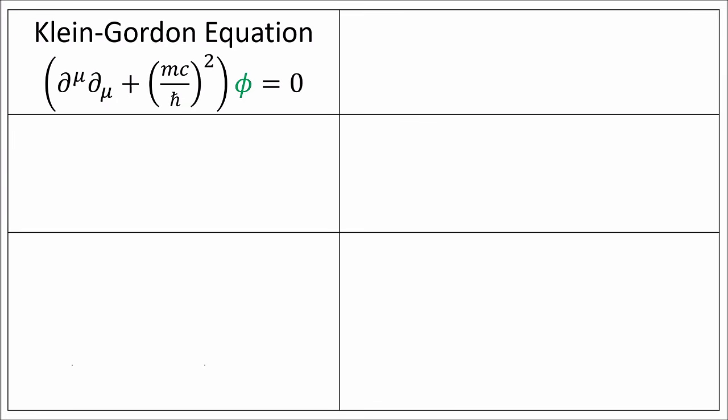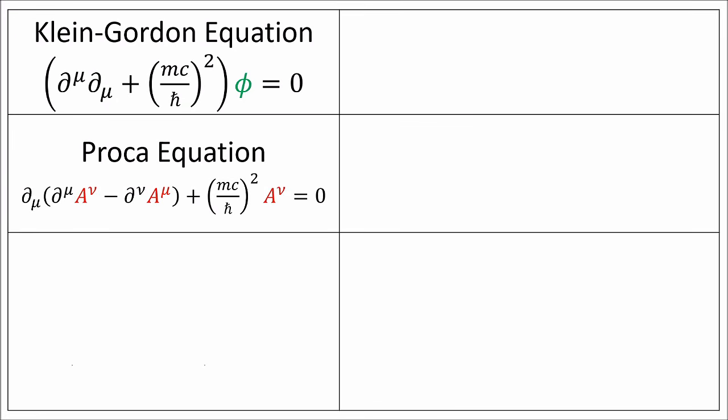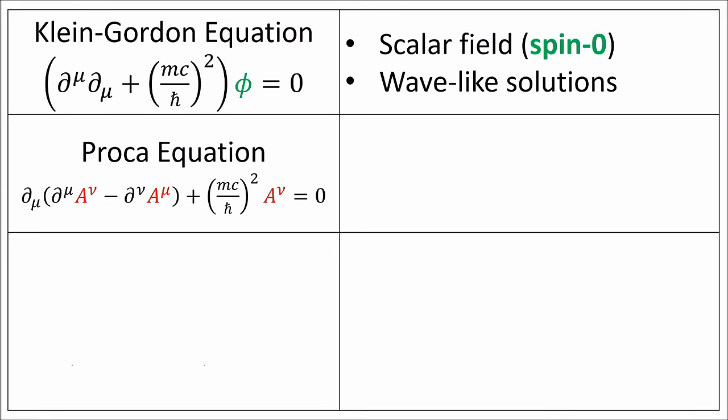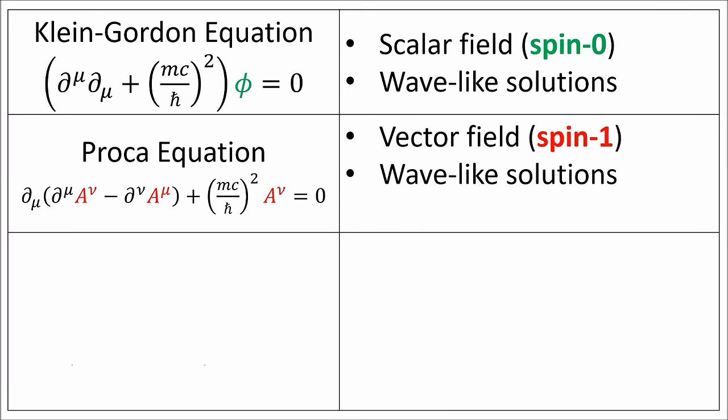To help us understand the solutions of the Dirac equation better, in this video I'm going to solve the Klein-Gordon equation. Then in the next video I'll solve the Proca equation. The Klein-Gordon equation describes a scalar field and has wave-like solutions. The Proca equation describes a vector field, and it also has wave-like solutions.